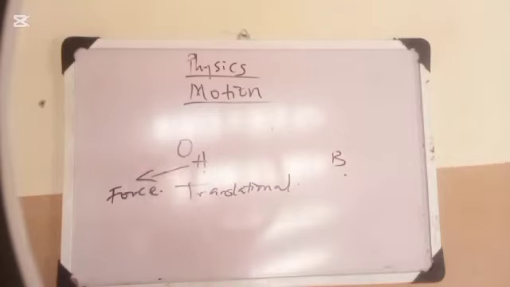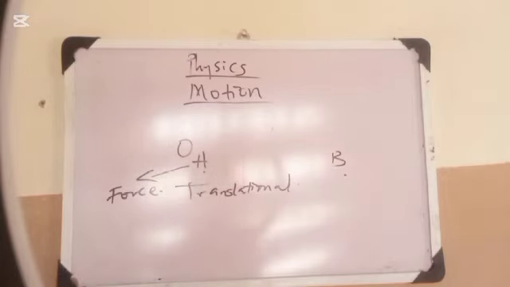The second type of motion we have is called oscillatory or vibratory motion. This is the motion of a body about a fixed point, and it is the motion that repeats itself in equal intervals of time along the same path. It repeats itself. This is a to and fro motion. We call it the to and fro motion.